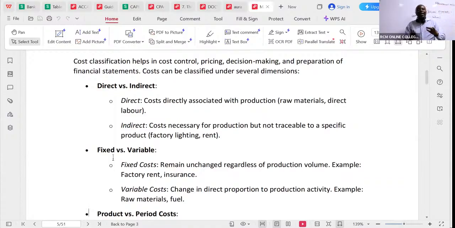They remain constant regardless of the number of units that are produced. And then you will end up giving us an example, like somebody's rent. A good example is rent or salaries per month, etc.